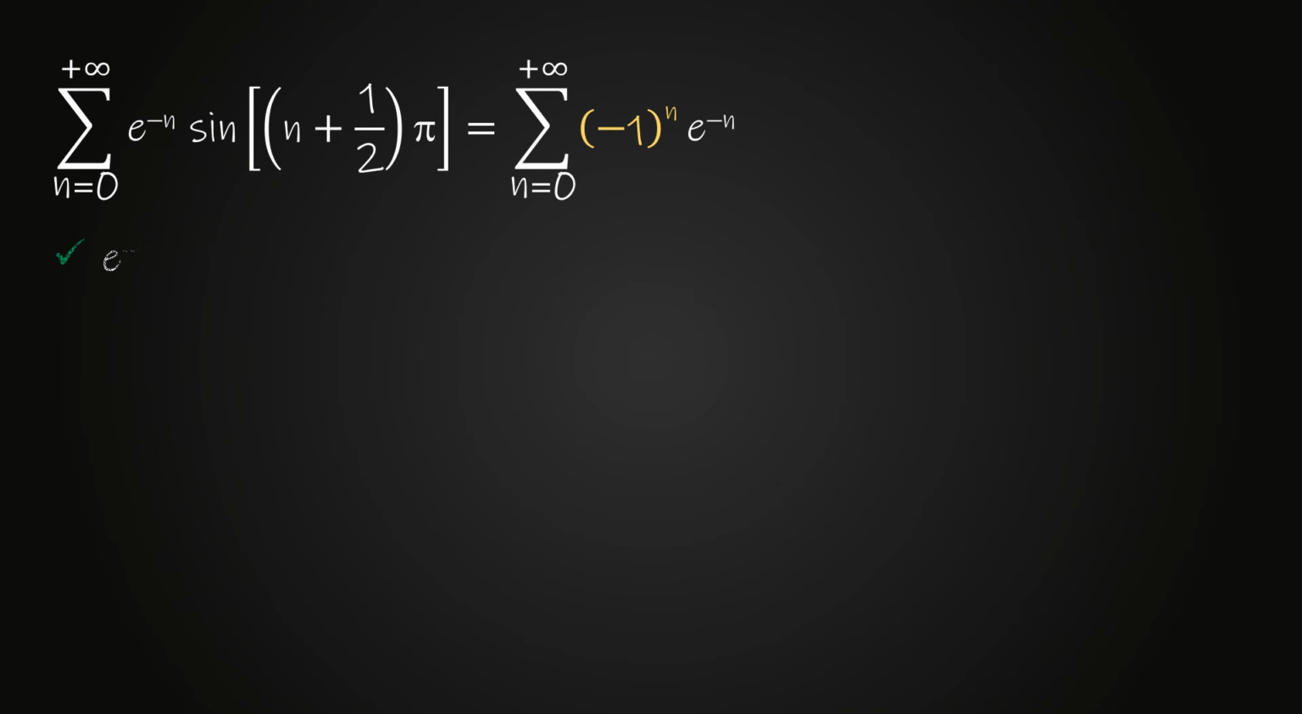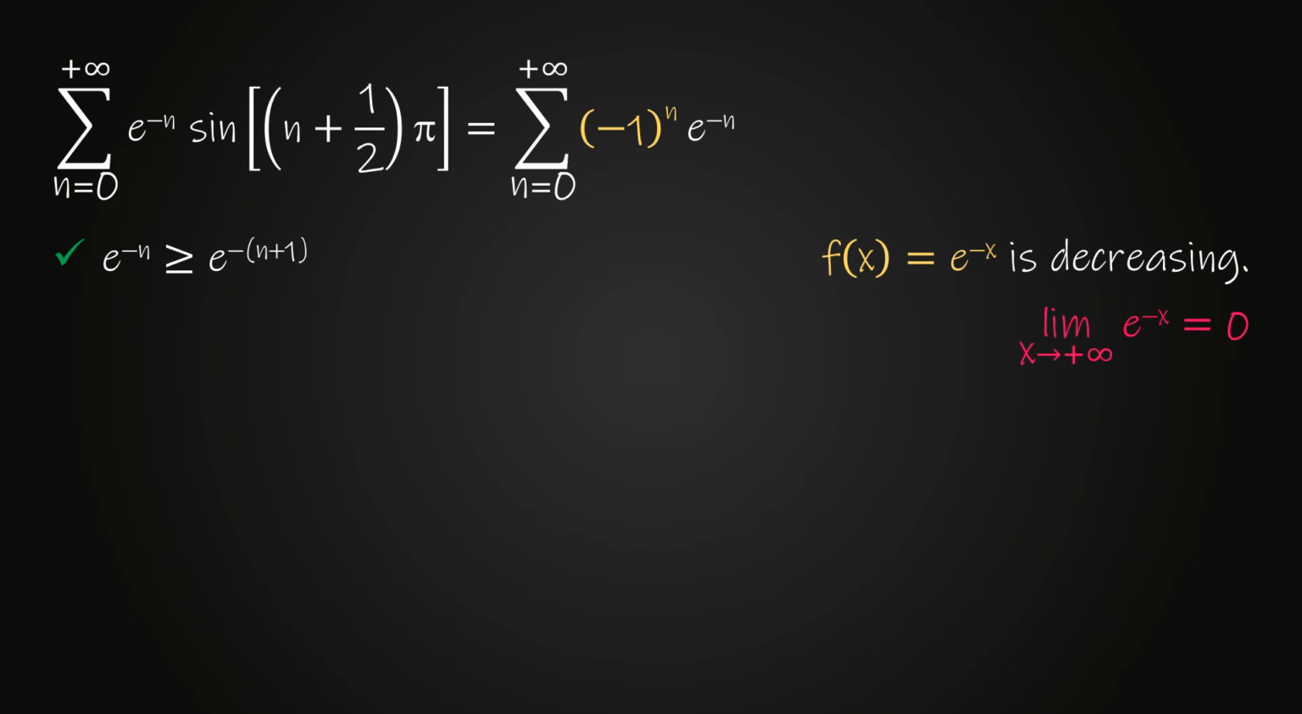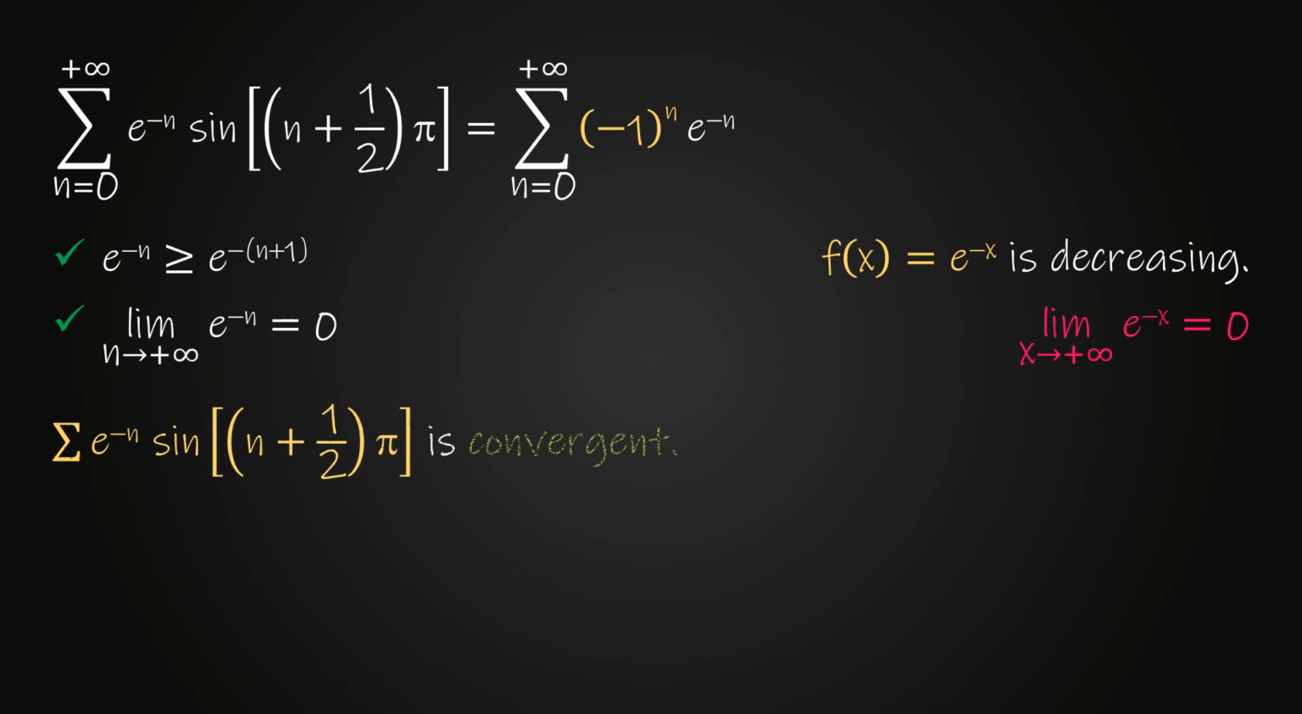The sequence e raised to -n is decreasing for all n, because it is sample values of a decreasing function e raised to -x. Recall a limit at infinity expression of an exponential function, which means the sequence e raised to -n converges to 0. Because both conditions are satisfied, the alternating series is convergent.